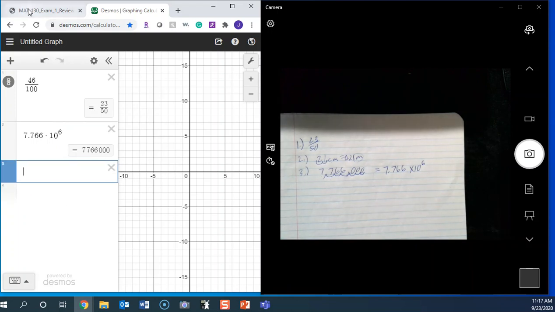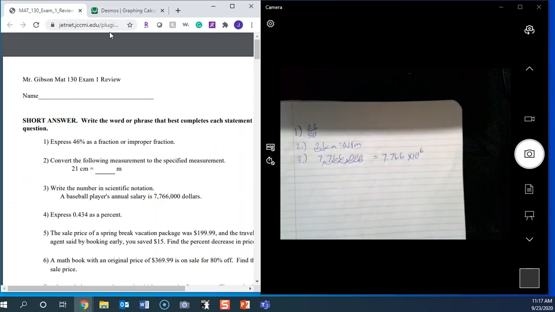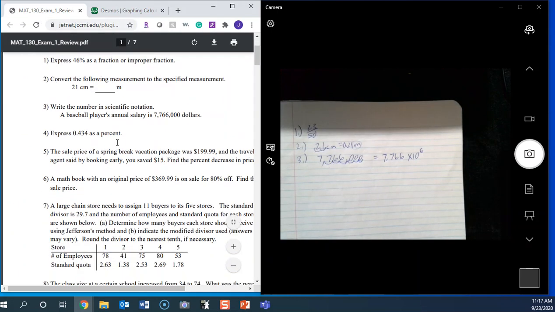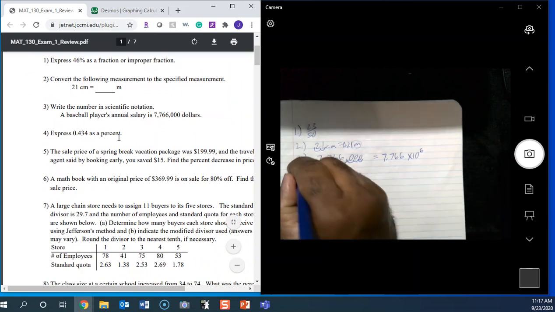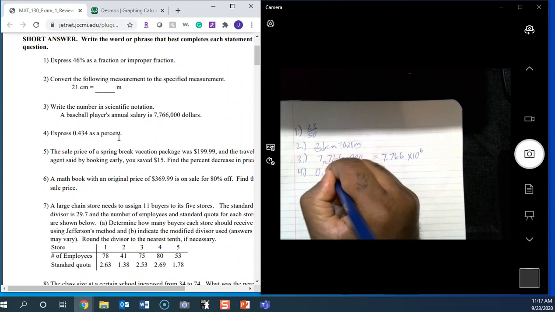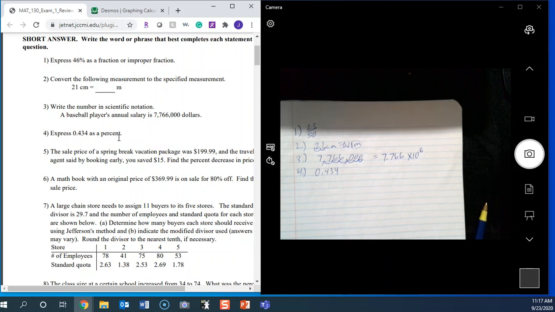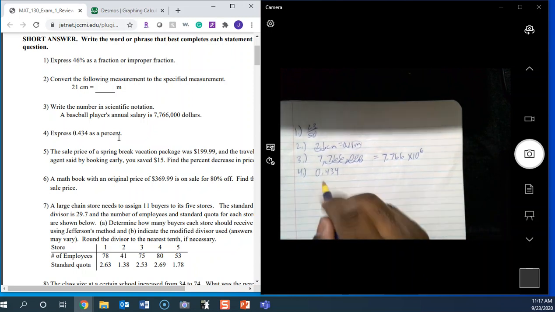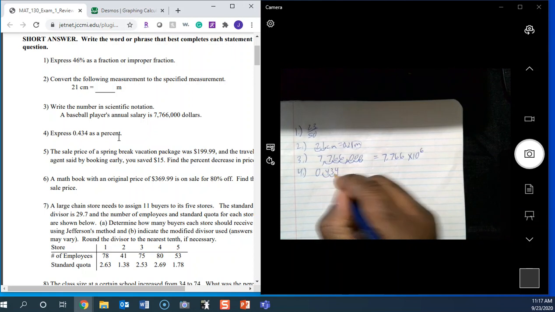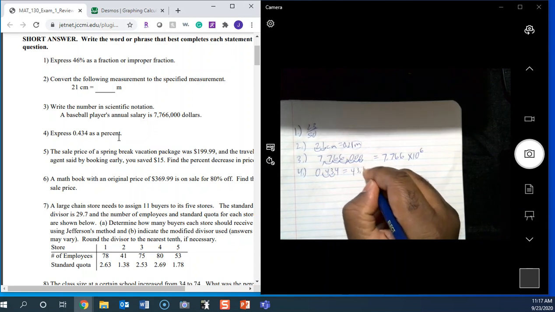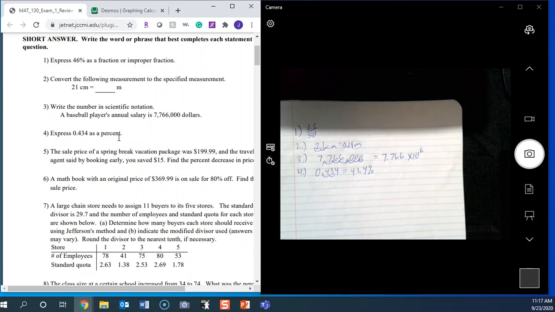Okay, now we move on. We have here problem number 4. It says express 0.434 as a percent. So we have 0.434 and we want to make that a percent. Just to let you know, to change a decimal to a percent, there's a couple things you could do. You could just find where the decimal is and move it 2 places to the right. Write down the new number and put a percent sign behind it. That's one way of doing it.